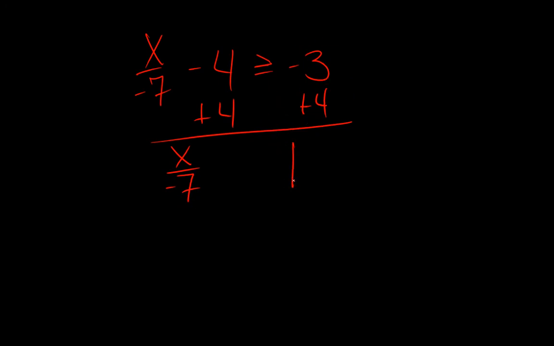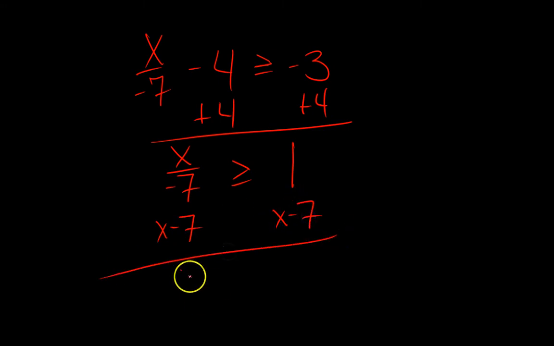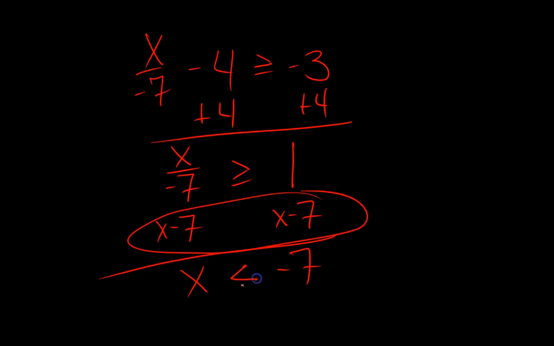Different sign subtract, remember singing the song. And because I'm just adding, that means my sign stays the same. Here I'm going to multiply by negative 7, multiply by negative 7, and x, that's negative 7. And here I'm multiplying by a negative number, that means I'm going to switch the sign. So x is less than or equal to negative 7.